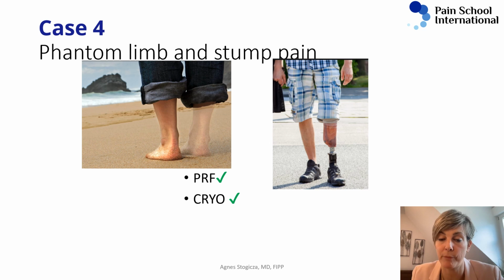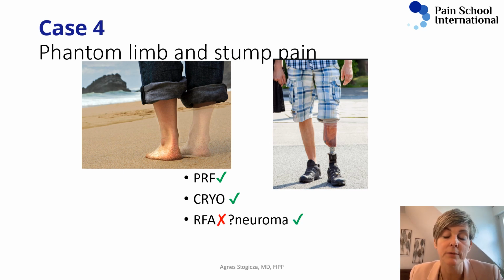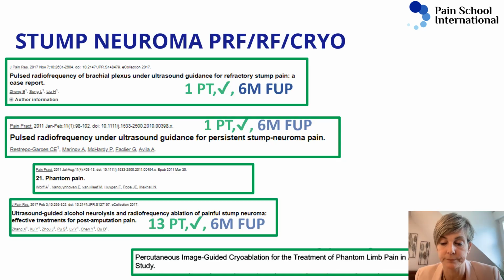Cryo, probably good. Good for phantom limb pain, good for stump pain. Also, again, of course, after a successful diagnostic block. And can you do radiofrequency? Not really, because it will lead to a neuroma formation and the pain will get worse after about half a year after your treatment.